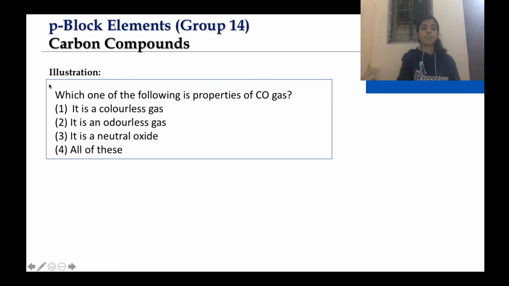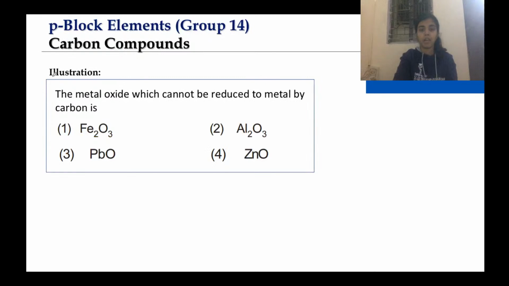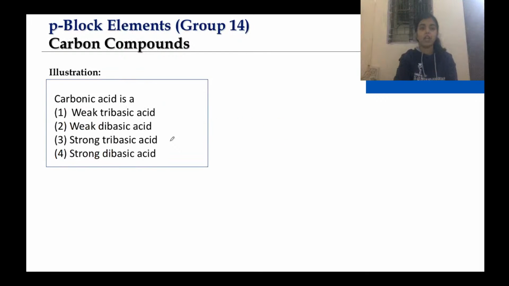So these questions you can take as homework, and we will discuss them in the next class. Which one of the following is a property of carbon monoxide gas? This is the first question. Second, the metal oxide which cannot be reduced to metal by carbon is, which one of the following metal oxides cannot be reduced to metal by carbon? And the third one is that carbonic acid is a weak tribasic acid or strong dibasic acid. So these are your questions for homework.